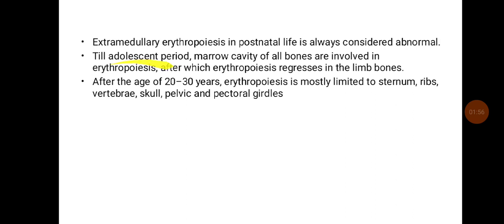Till the adolescent period, the marrow cavity of all the bones is involved in erythropoiesis, after which erythropoiesis regresses in limb bones. After the age of 20 to 30 years, erythropoiesis is mostly limited to sternum, ribs, vertebrae, skull, and pelvic and pectoral girdles.